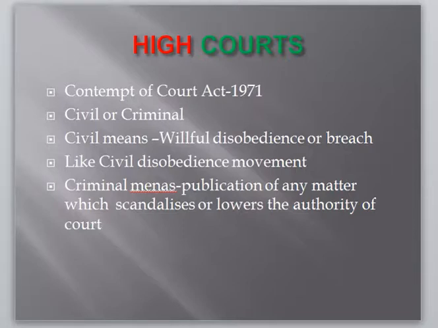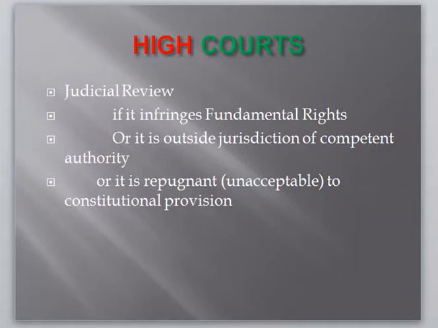So the next point, the last point of this high court chapter, is judicial review. A court can take judicial review of a particular thing if it infringes fundamental rights, or if it is outside the jurisdiction of a competent authority, or if it is repugnant or unacceptable to constitutional provisions. Any ordinance or any law passed by the center or the state comes under the judicial review of the high court. The high court can judicially review it.